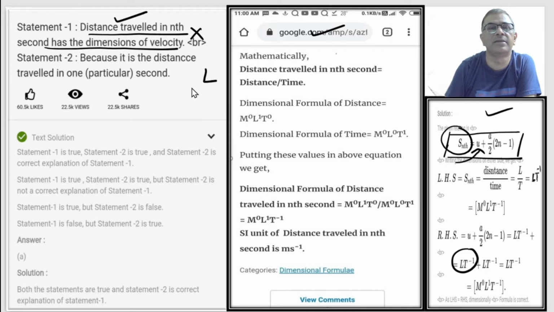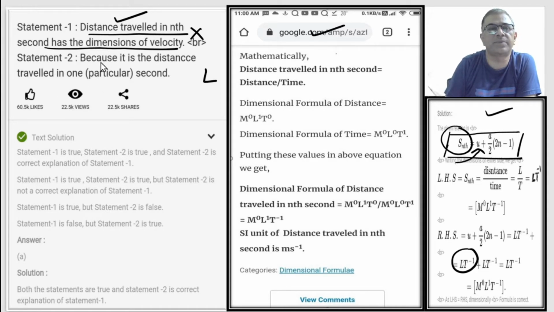Is that right? So distance covered could be in the first second of the journey. It could be in the second second of the journey. It could be in the third second of the journey. Dimensional formula of distance got to be L. I will justify it later. You need to wait for some time.